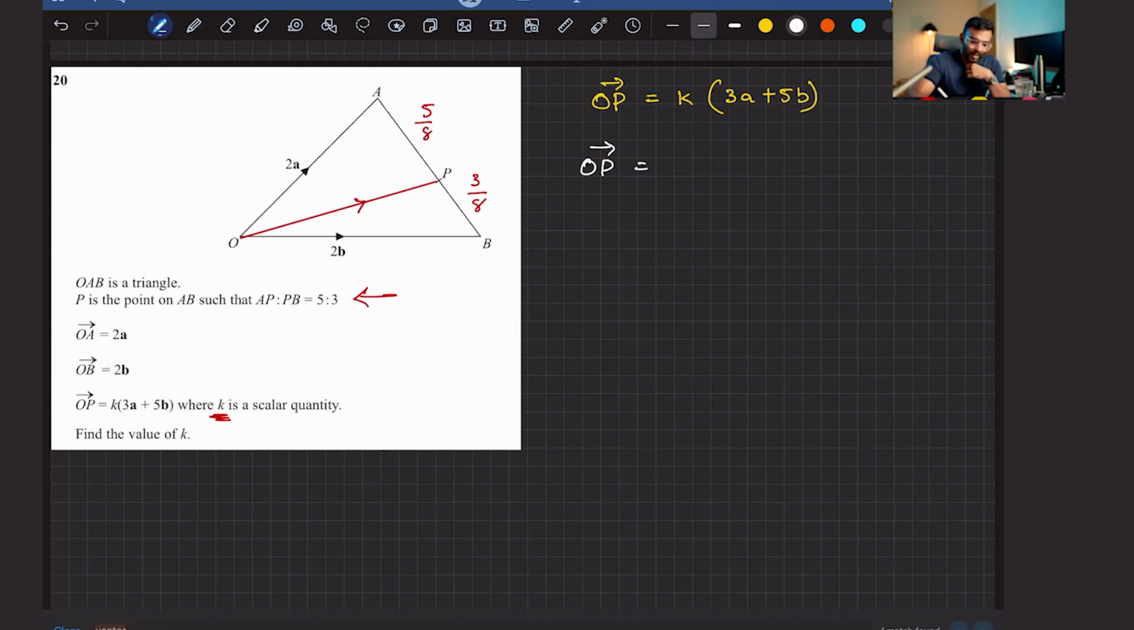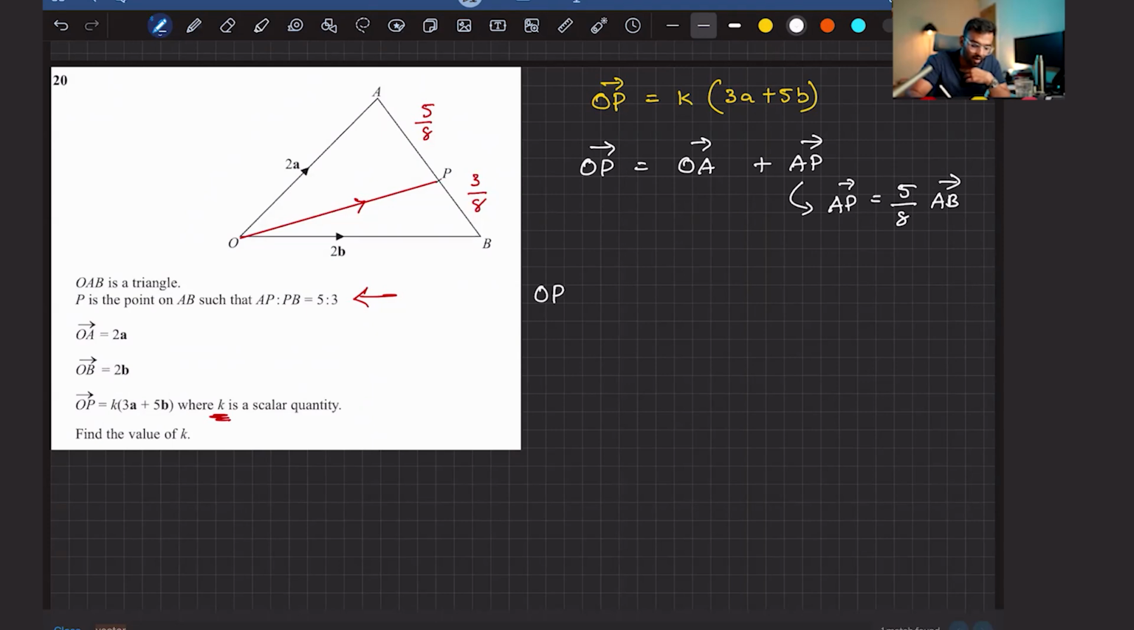How about O to P equals O to A plus A to P? Simple, right? But in order to find AP, do you see that AP right there? AP is 5 by 8 of AB. Would you all agree with that? I'm showing you some advanced stuff. Watch this so that all of that equation you can write in one step.